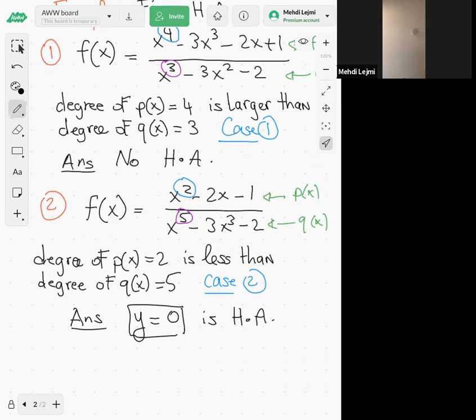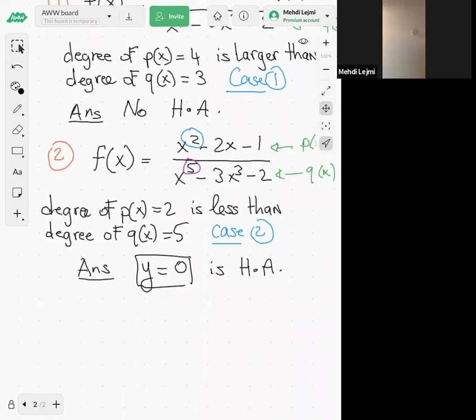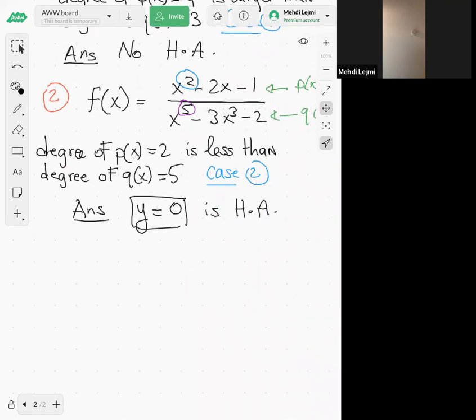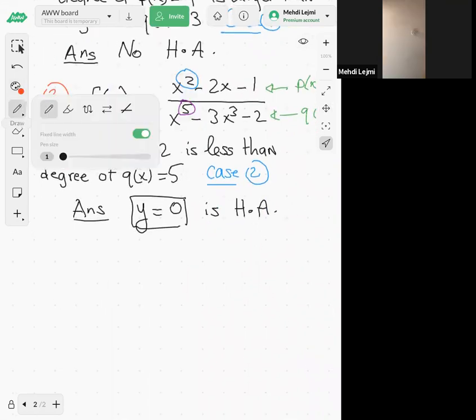Last case, last example, example number 3. Don't worry, guys. Next time, of course, we're going to use all this information. I'm going to show you how to use the horizontal asymptote and vertical asymptote to graph the rational function. Today it was just about introducing all this terminology and these definitions. Next time we'll have time to practice and graph rational functions.